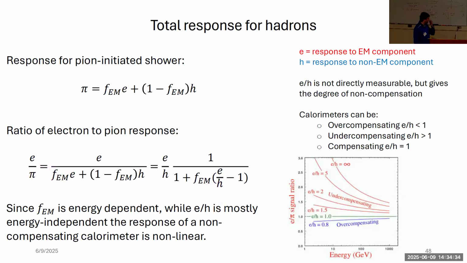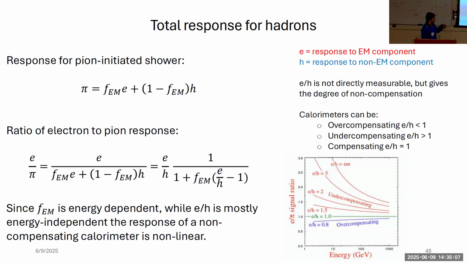Okay. Now, if you have E over H equal to 1, then E over pi will also be 1 on average. So we define two types of calorimeters. One is called compensating, where E over H is equal to 1, and one which is called non-compensating, usually undercompensating, where E over H is larger than 1. But you can also have overcompensating, where E over H is less than 1.